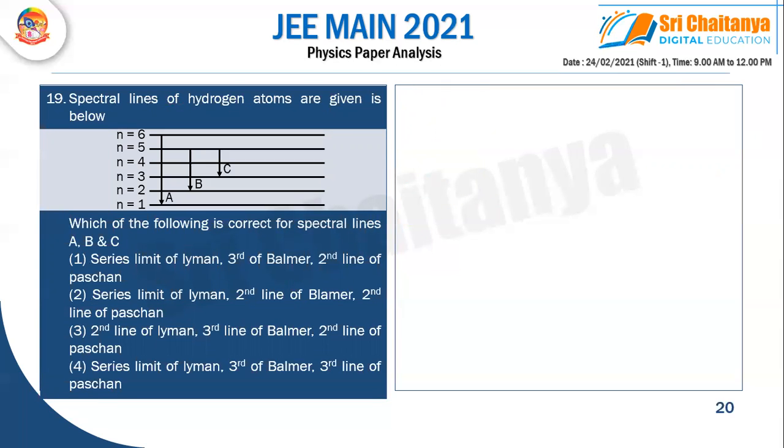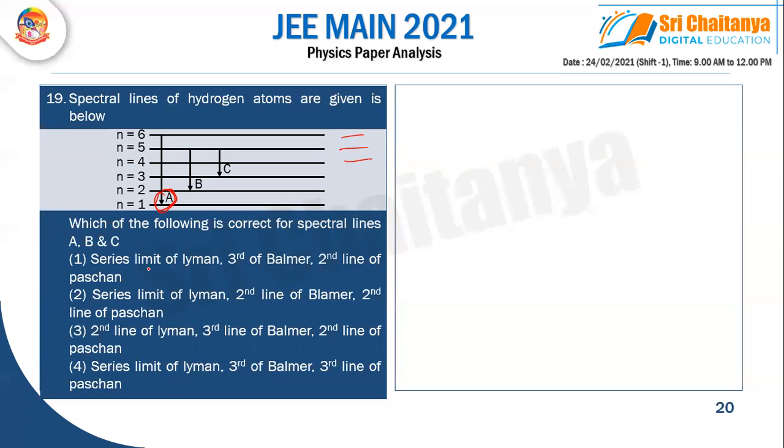So this 19th one, he has given spectral lines of hydrogen atom, and n is equals to 6, and various spectral lines are given here. And ABC he is speaking of, and he is speaking of A. Now A is the transition from infinity to the first principal quantum number, that is first energy level.